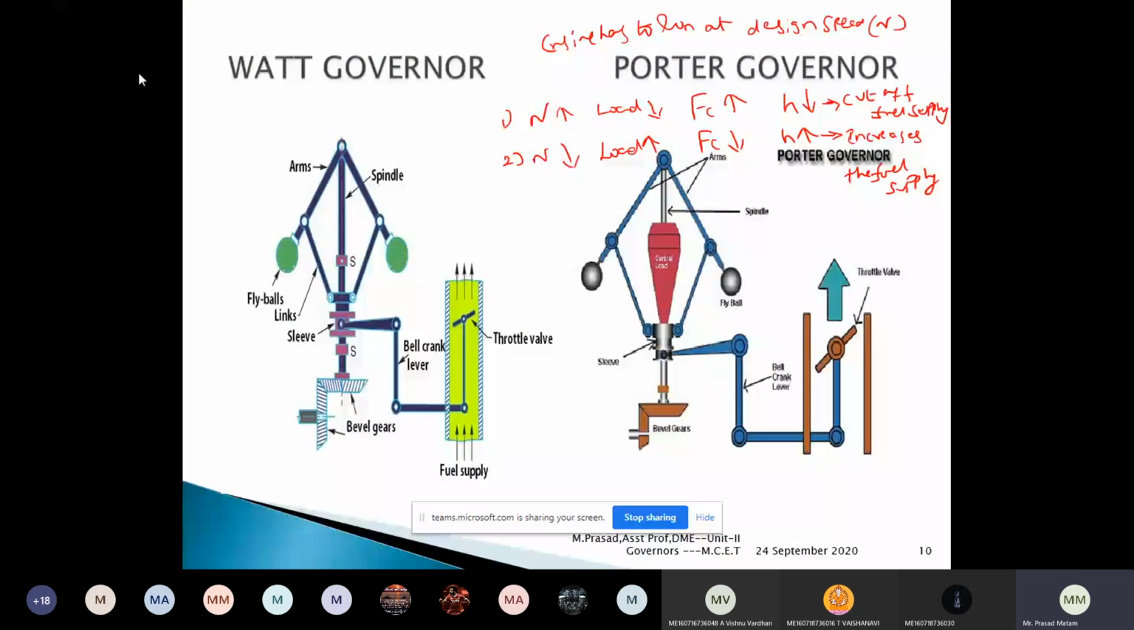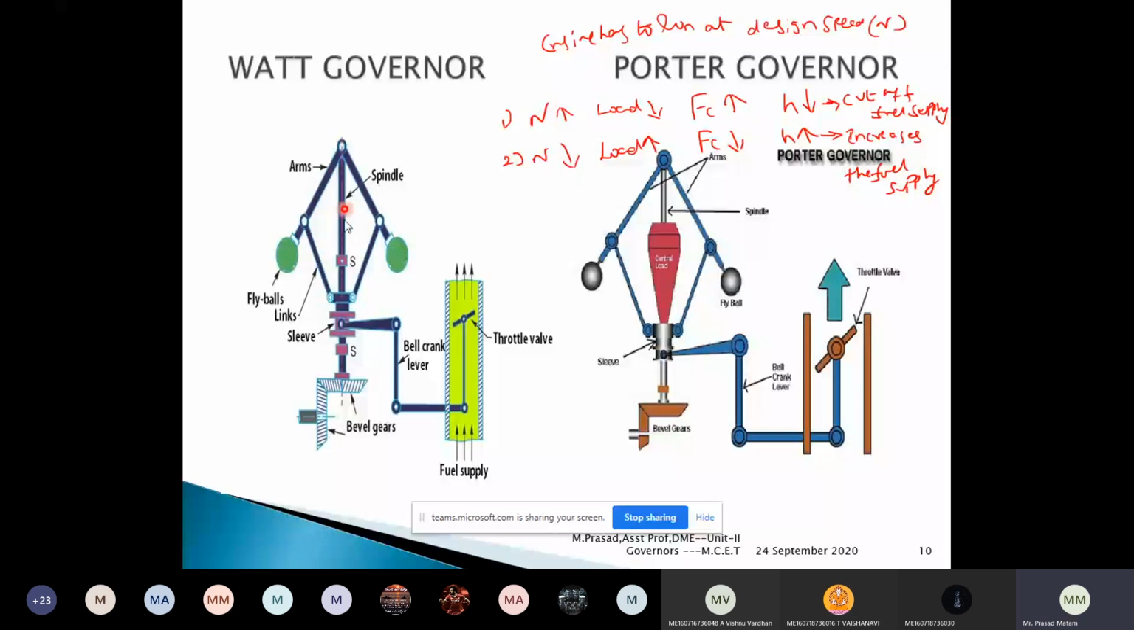So, good morning. We are discussing the difference between a Watt governor and a Porter governor. Just by seeing these two figures, we observe that the only difference is that in the Watt governor we don't have any central load, whereas in the Porter governor we have the central load. That is the only difference. The remaining parts are the same. There is no other difference between the Watt governor and the Porter governor. Only the central load acts in the Porter governor, whereas no central load acts on the Watt governor.